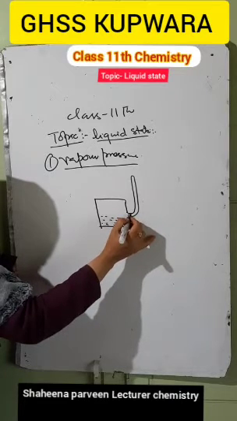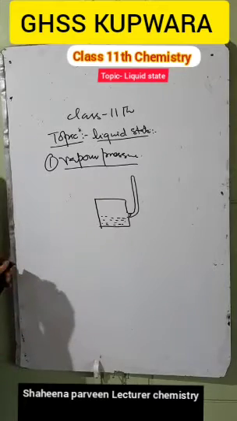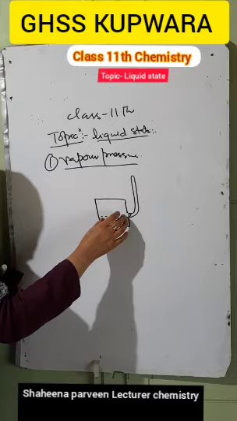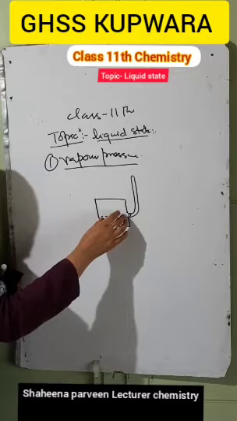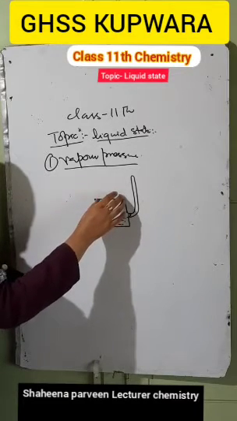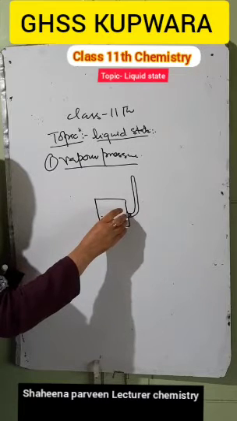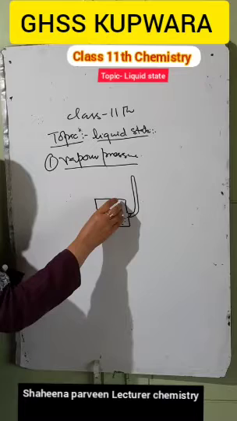Mercury manometer में होता है, that is mercury. So we have a liquid in this vessel which is a closed one. Initially there is no conversion of the liquid into the gas molecules.